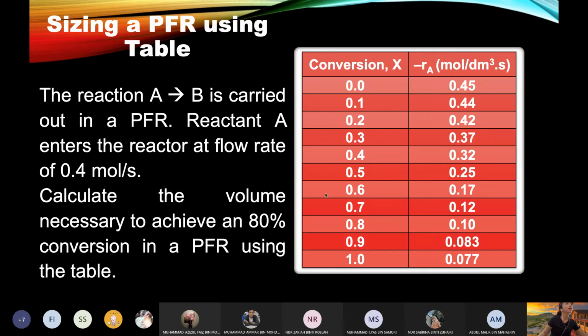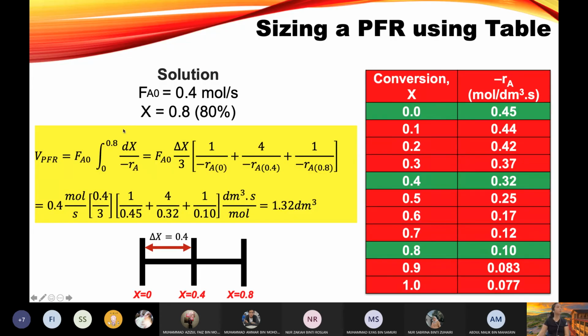Okay, so let's say we are calculating the volume of PFR. In the case of yang sama macam tadi CSTR, kita guna flow rate masih sama 0.4 mol per second. Kita guna conversion pun sama 0.8. So tadi dah kira CSTR. Now let us calculate for PFR. Okay, so dia kata PFR tu conversion dia 80%, 0.8. So information dia FA0 0.4, X 0.8.